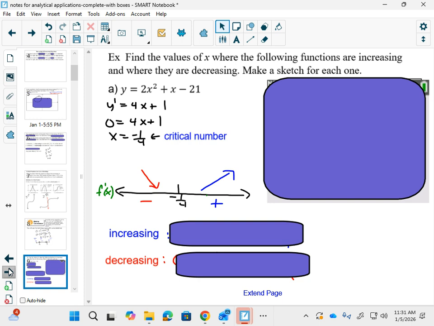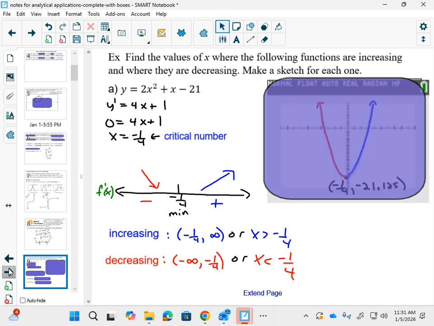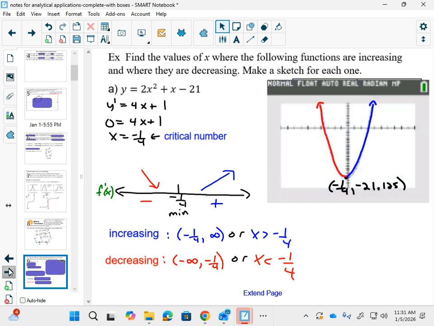Your derivative sign diagram will tell where things are increasing and decreasing. So it's increasing from -1/4 to infinity and decreasing from -infinity to -1/4. And from this, it's really obvious that our -1/4 is going to be a minimum. Here's our graph, -1/4, -21.125.